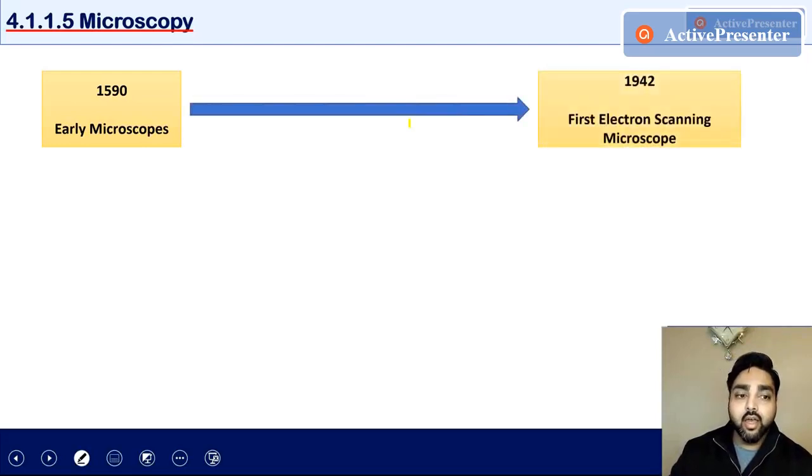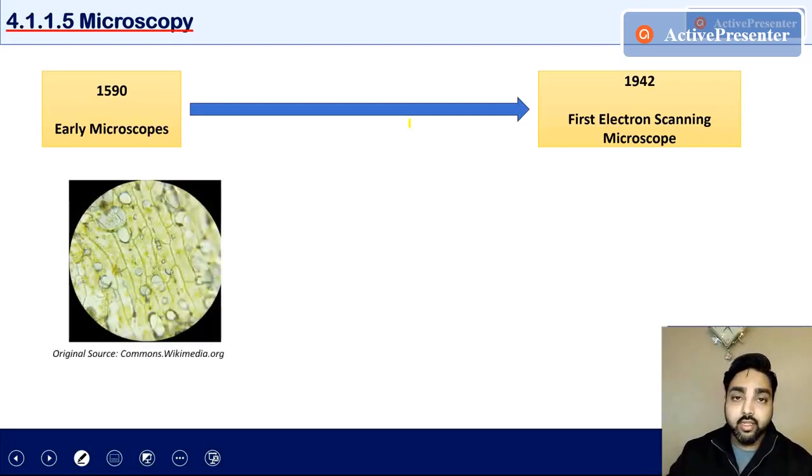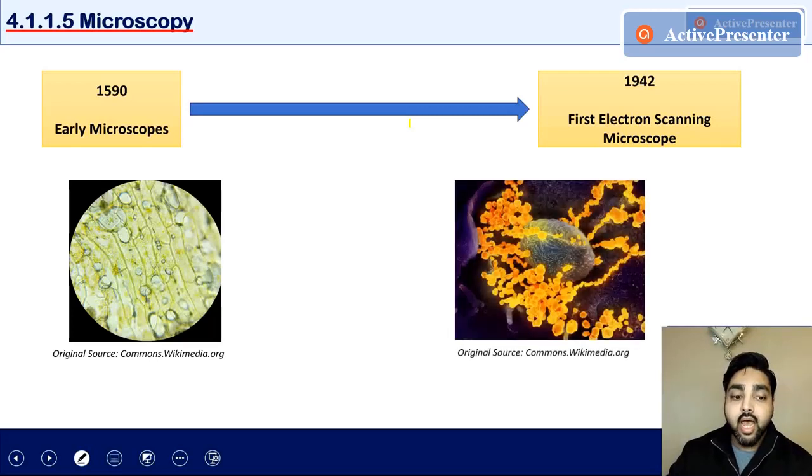years later, in 1942, that the first electron scanning microscopes were developed. Now the differences in image were incredible. The image on the left is taken from a modern day light microscope, which you probably have in school and probably practiced using for the required practical. On the right hand side is the image from an electron microscope, and usually those images are black and white, but they can be processed and colour can be added to make them pop and look really, really good.